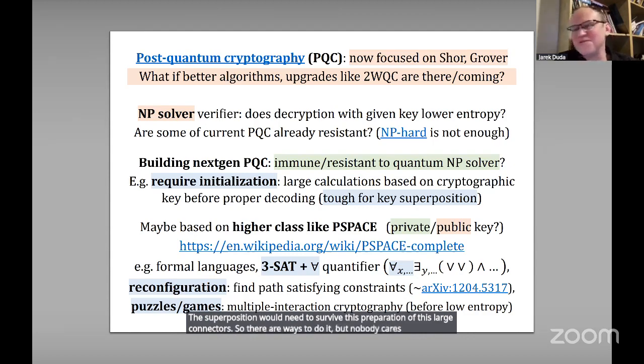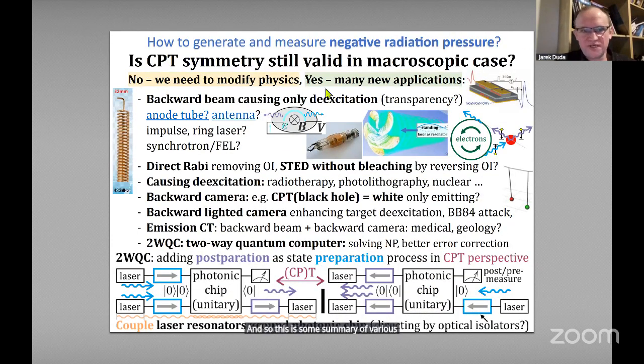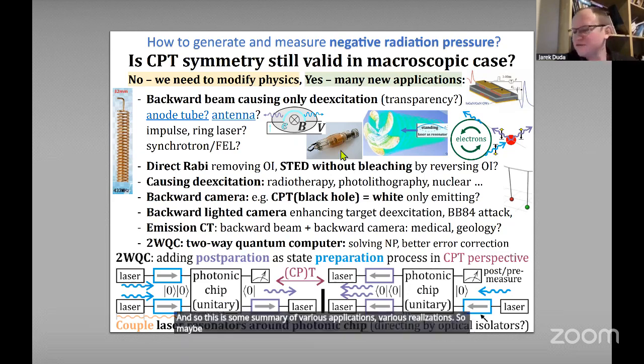Maybe somebody is already using some ways to solve NP problems, and I think we are completely not prepared, and I believe we should be. So this is some summary, various applications, various realizations. So maybe let me finish here. Thank you very much, and sorry for that.